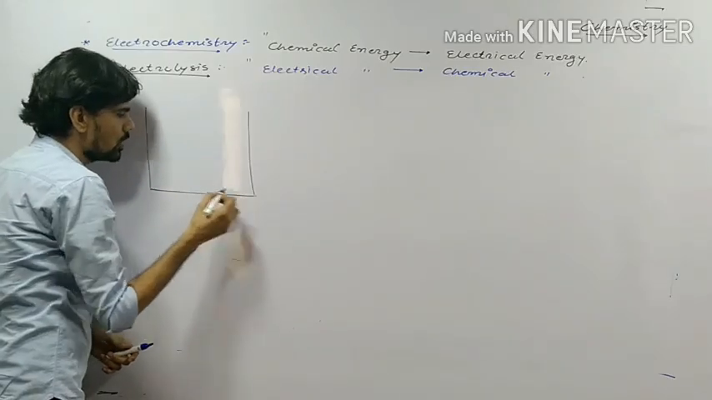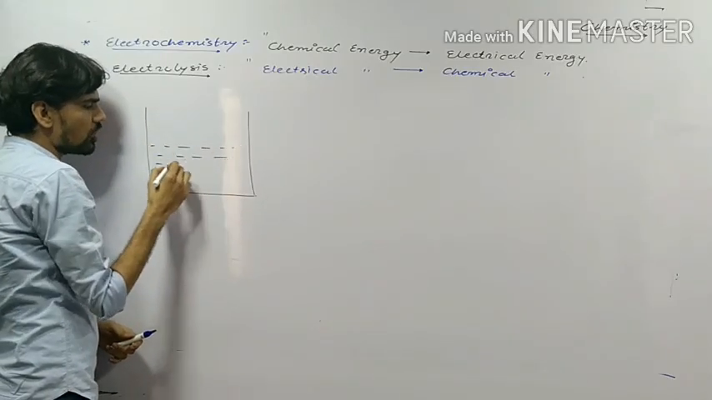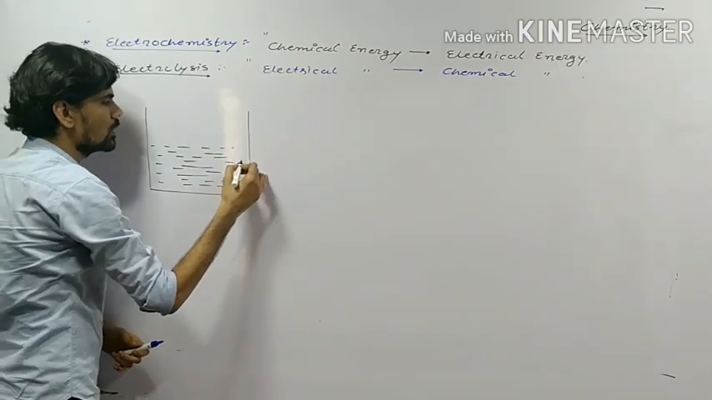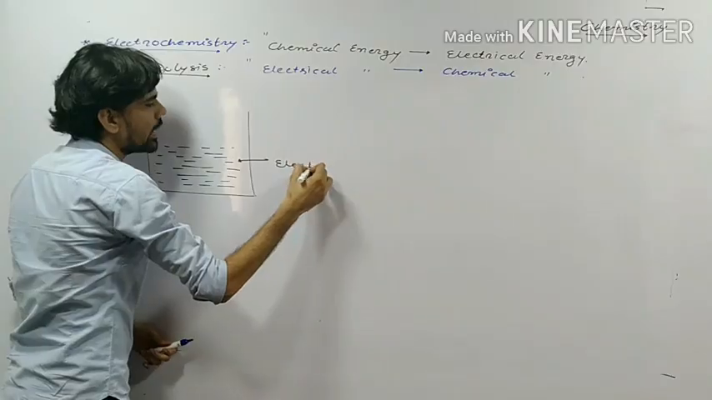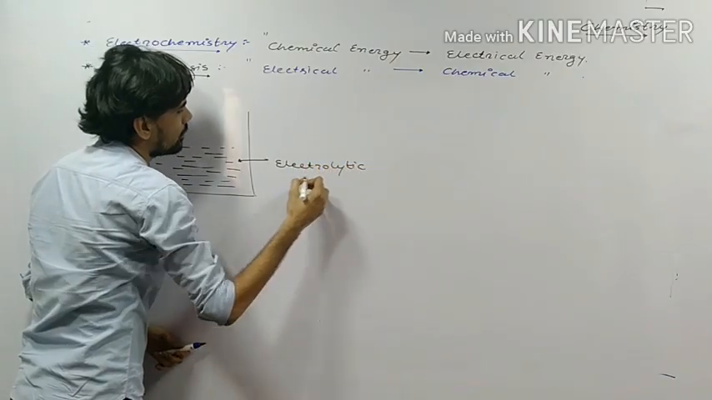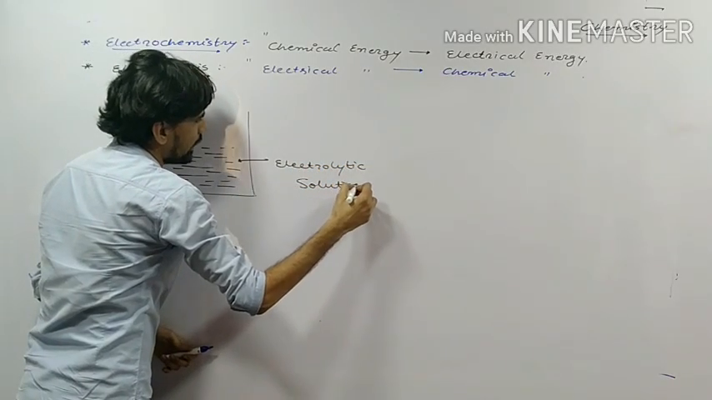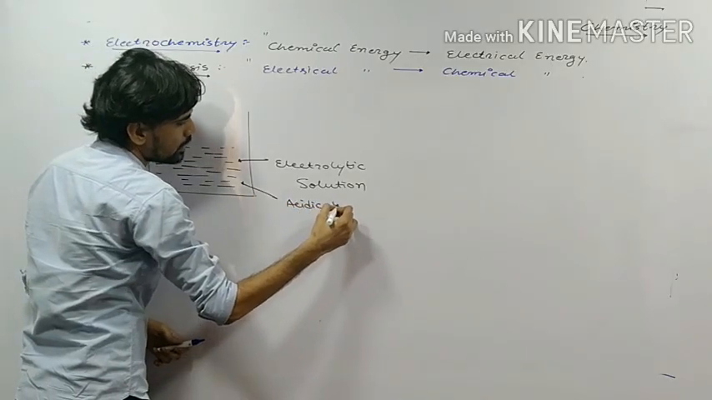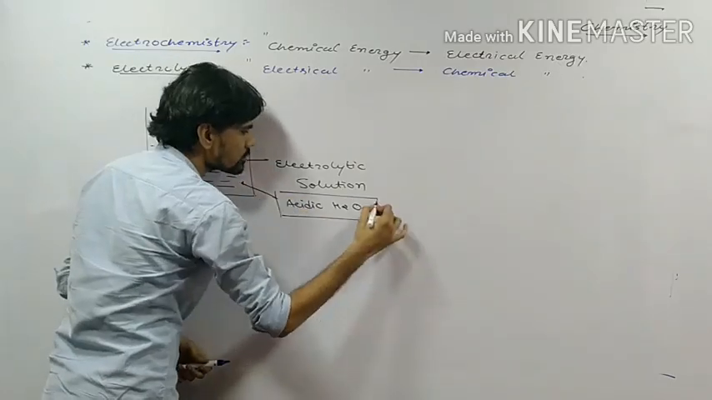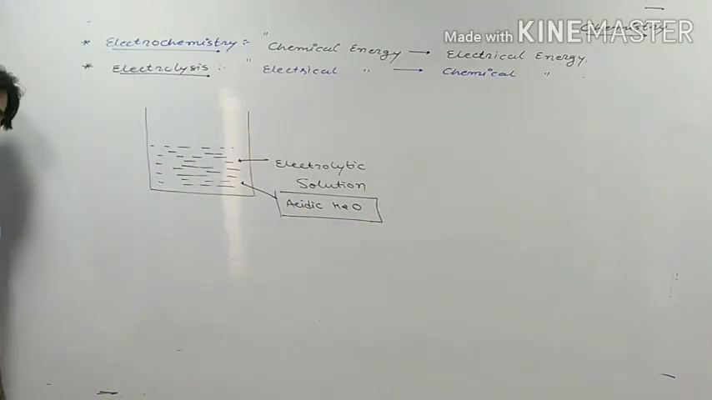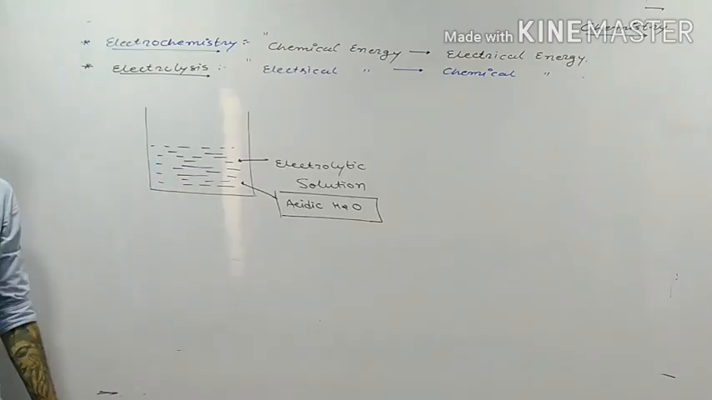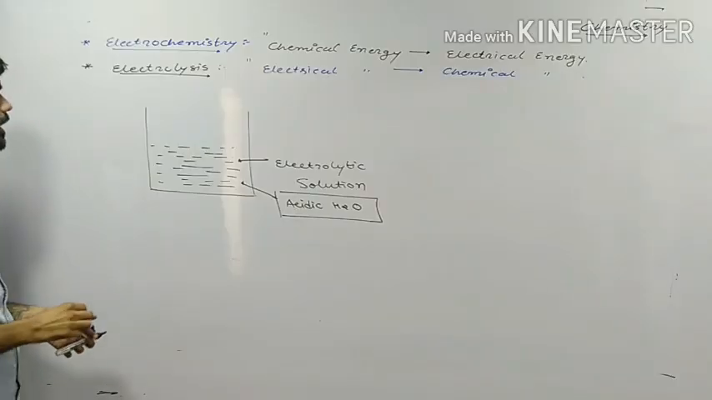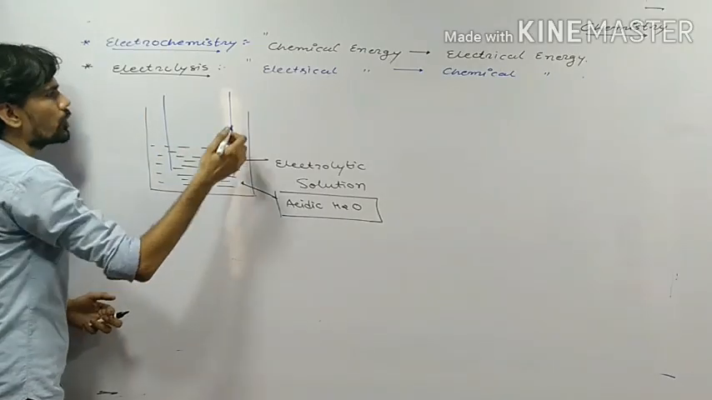In a vessel, you are taking a solution of a specific salt or compound, which is called electrolytic solution. As an example, here we are taking acidic H2O. It means acidified H2O. Here it is H2O only, but in it a small amount of H2SO4 is added. Now you have to put two electrodes.